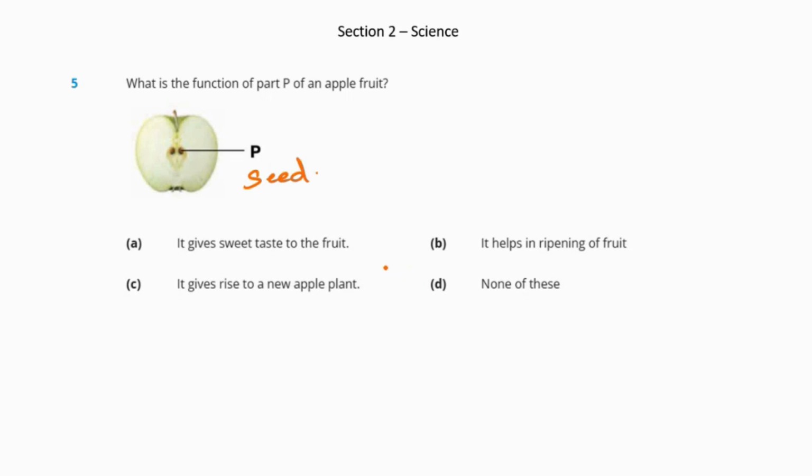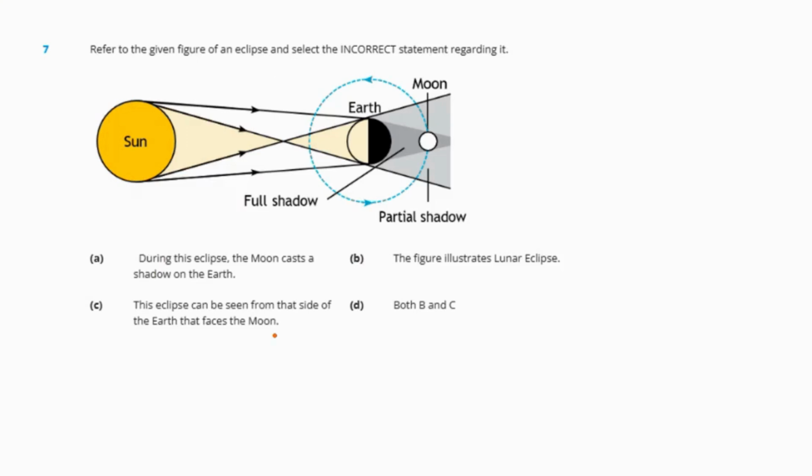Yes. So when seeds are sown into soil, they give rise to a new plant of the same type or the same kind, right? So here, it gives sweet taste to the fruit. No. It helps in ripening of the fruit. No. It gives rise to a new apple plant. Yes, that is the correct one. C is the correct option.